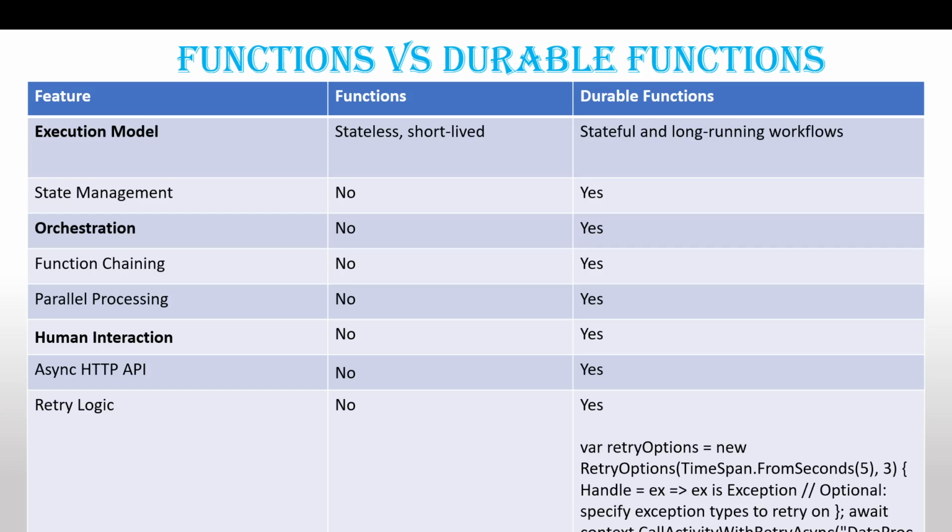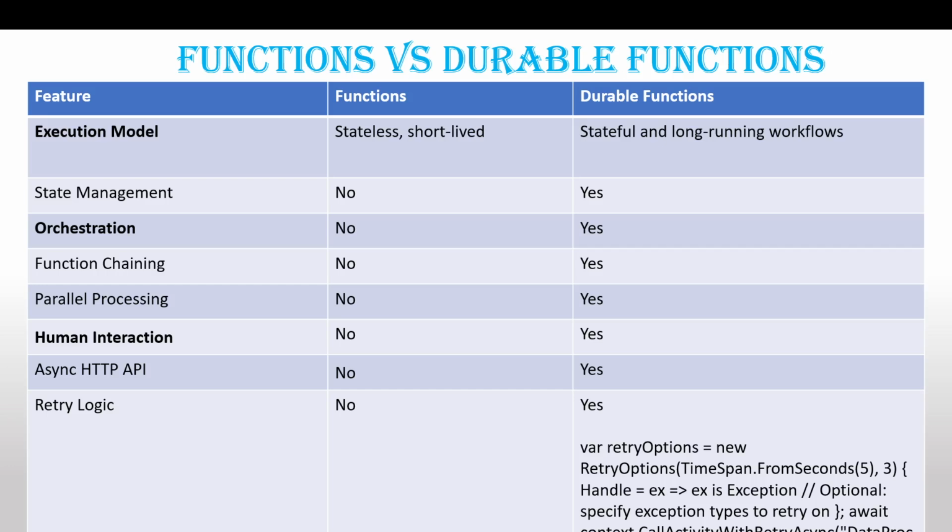Next is async HTTP APIs. In the case of Azure Functions, there is no support for long-running HTTP operations. In the case of durable functions, using the async HTTP API pattern, we will be able to execute long-running processes for HTTP operations.